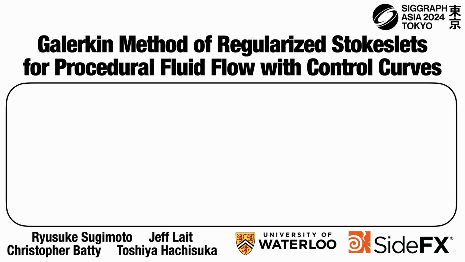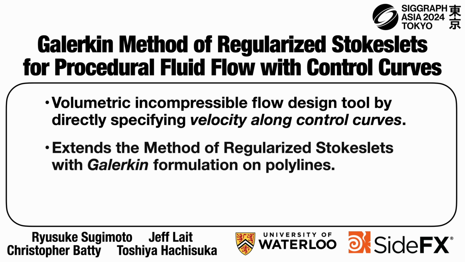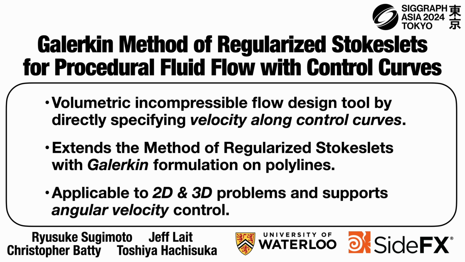In summary, our Galerkin method of regularized Stokeslets is a volumetric incompressible flow design tool that lets users specify velocity along control curves. Our method is a modification to the method of regularized Stokeslets. We replace the points in the original method with polylines and use the Galerkin formulation. Our method is applicable to 2D and 3D problems, and as an extension, we support angular velocity control as well.